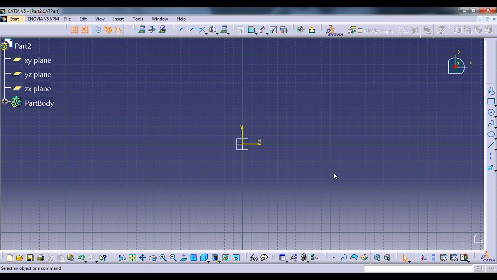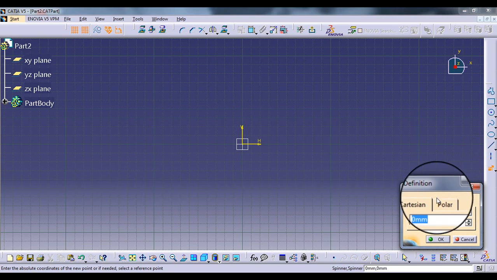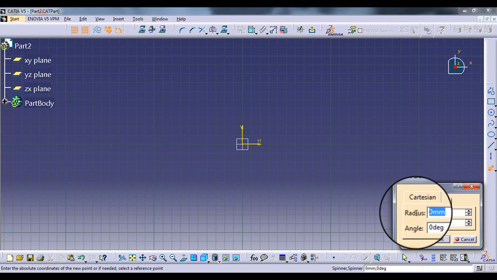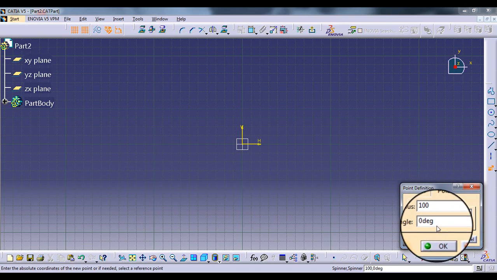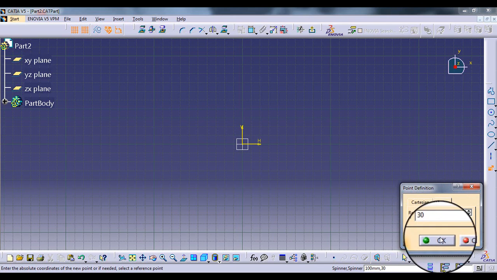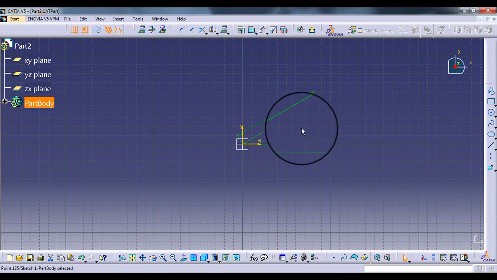So consider that if we want to plot a point which is at the 100 mm radial distance and which makes an angle of 30 degrees with respect to horizontal axis. So we will first select this command, and in polar coordinate system we will enter this radius as 100 mm and angle as 30 degrees.